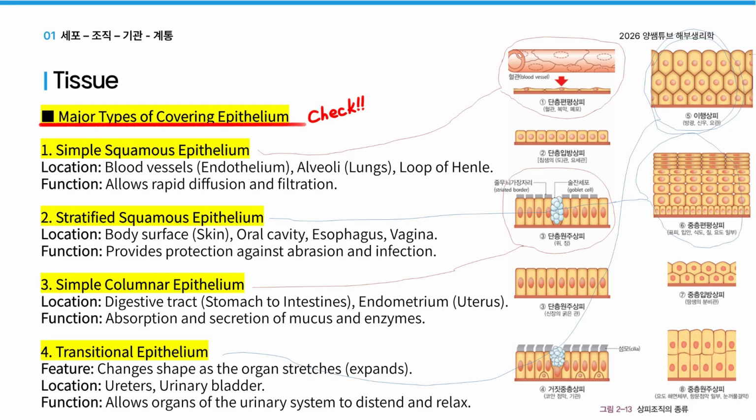Third, the simple columnar epithelium. These tall, column-like cells are specialized for absorption and secretion. They line our digestive tract from the stomach to the intestines and the endometrium of the uterus. Finally, the transitional epithelium. Its unique feature is that it changes shape as an organ stretches or expands. It is found in the ureters and urinary bladder, allowing these organs to distend and relax effectively.